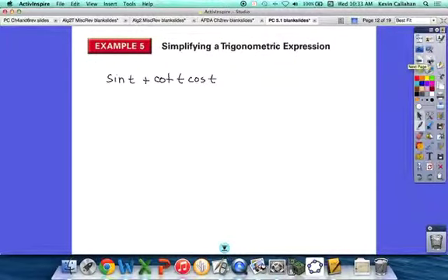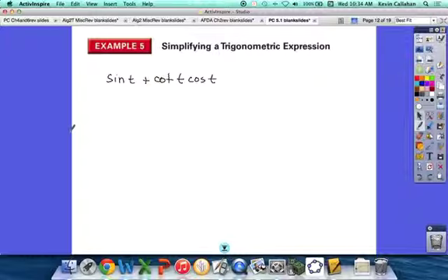5. Simplify a trigonometric expression. All right. Do we see any common factors? Sine t, cotangent t, cosine t. No. T is not a factor. T is the argument of a trig function. It's not a multiply that goes on in between there.